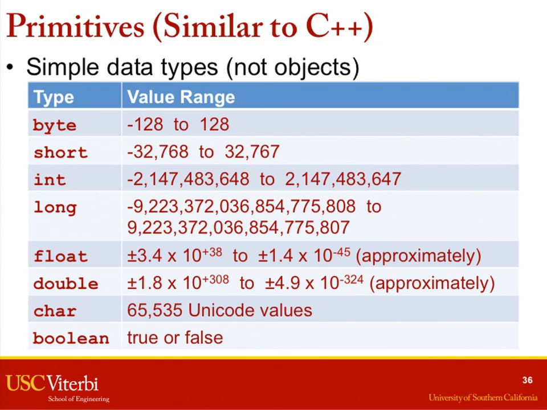Notice anything about the numbers? They're all signed, yeah. So there's no unsigned int. There's none of that. They're all signed. So these are simple data types. They're not objects. They're just simple data types.